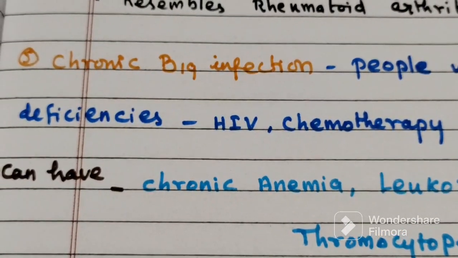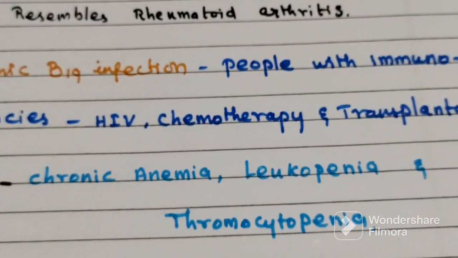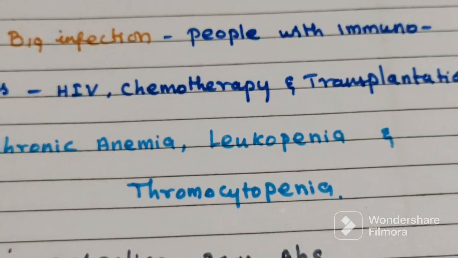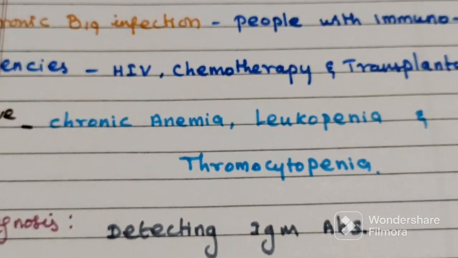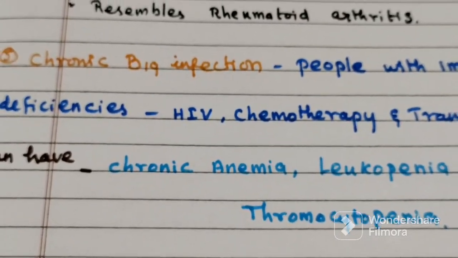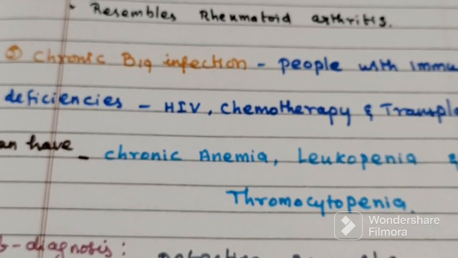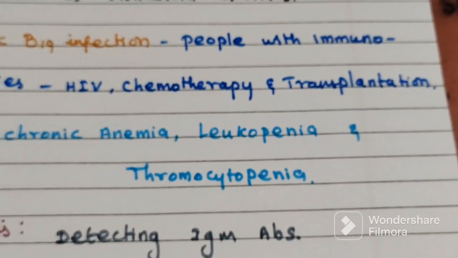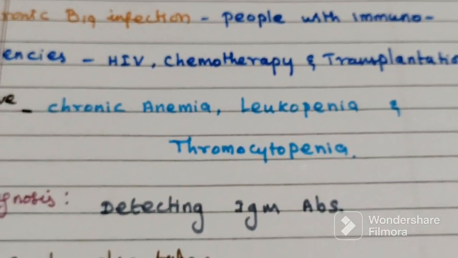Chronic B19 infection, the fifth one. People with immunodeficiency, especially HIV infection, chemotherapy patients, and transplant recipients, can have chronic anemia, leukopenia, and thrombocytopenia as a result of B19 infection.